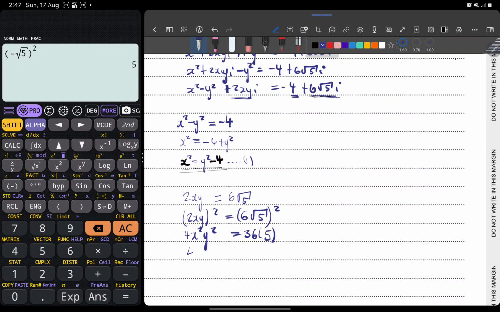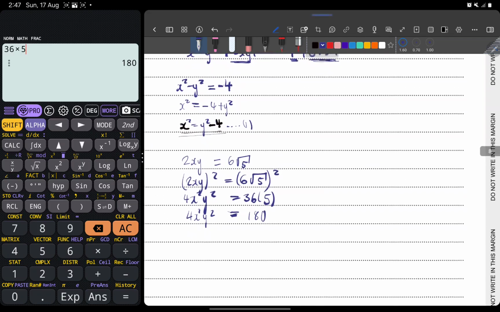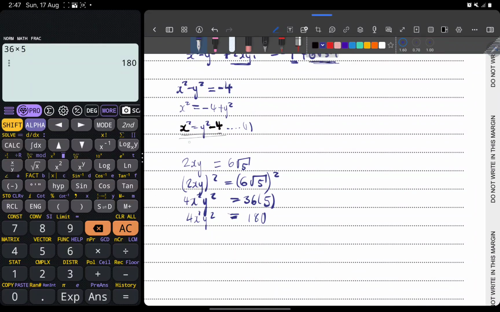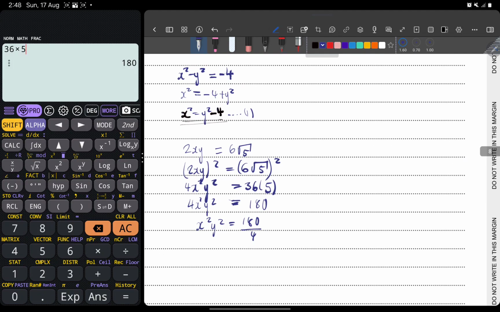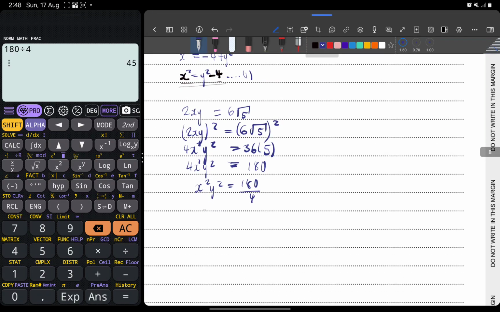So now what will I have? I'll have 4x squared y squared is equal to 36 times 5. So let's say 36 times 5. I'm going to get 180. Then I'm going to put what my x squared is. But first I can make x squared y squared the subject. So I'm going to say x squared y squared is equal to 180 over 4, which is going to be 45. So I can say here that x squared y squared is equal to 45.